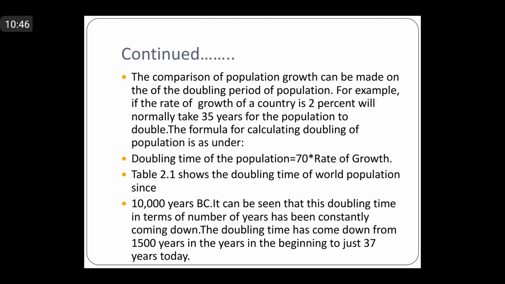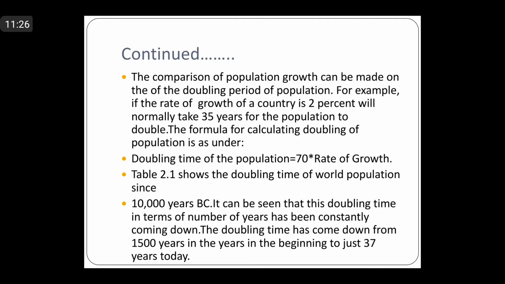Then one thing is also given here, that the comparison of population growth can be made on the basis of the doubling period of population. For example, if the rate of growth of a country is 2%, then it will normally take 35 years for the population to double. And this is what I just now told you, that the formula for calculating doubling of population is as under. Here I have given you that doubling time of the population is equal to 70 divided by the rate of growth.